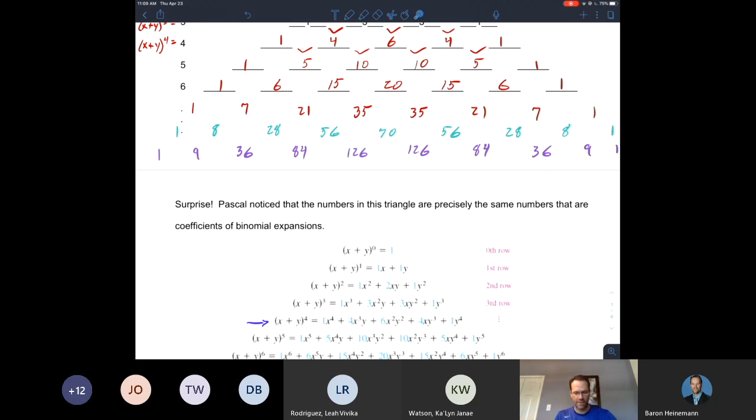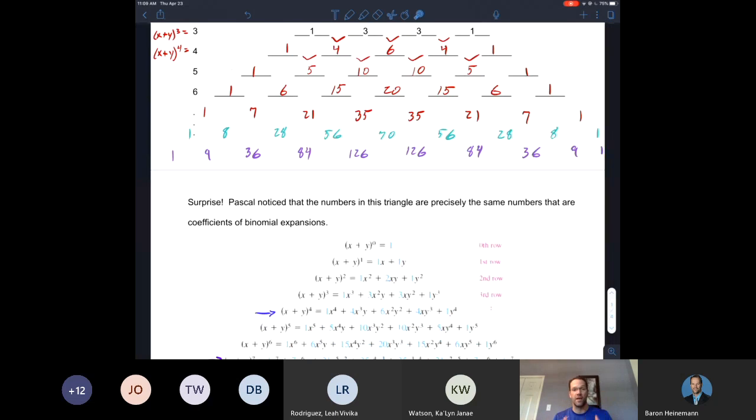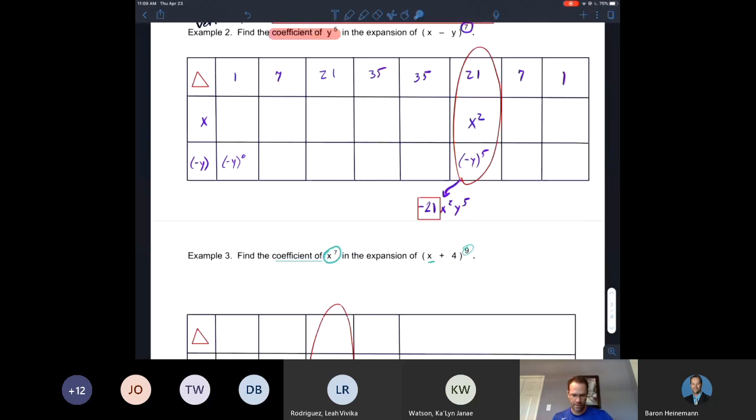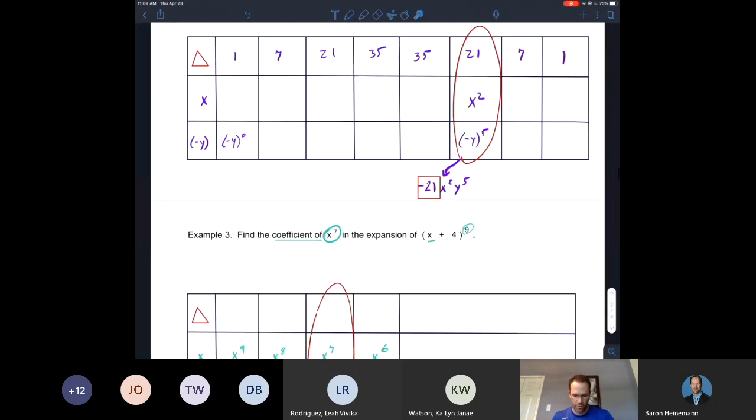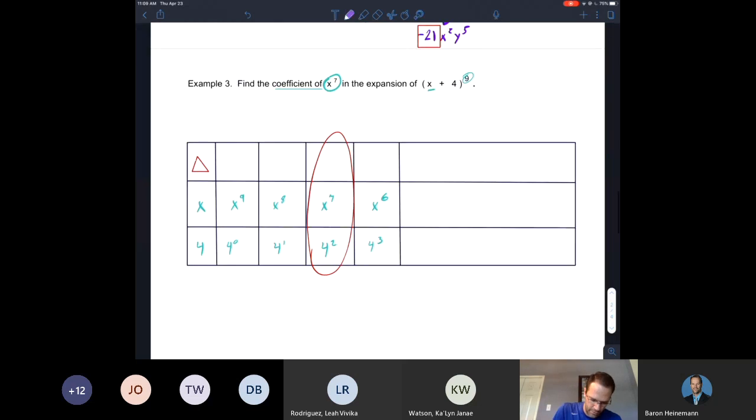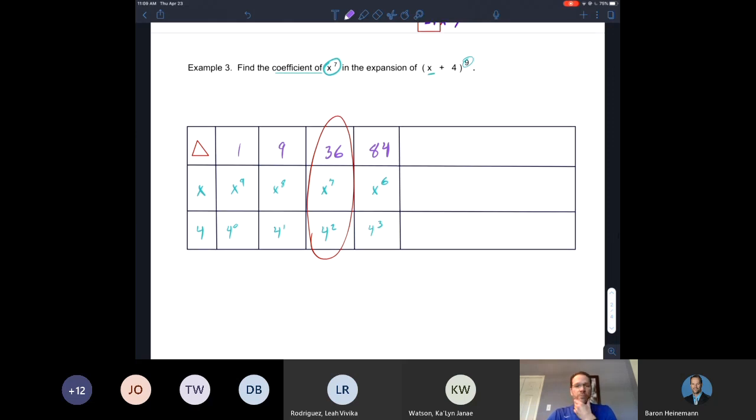All right, so I'm going to refer back to that. So now this is the expansion through the 9th row, x plus y to the 9th power. So come back to this. Sorry, they start out 1, 9, 36, 84. The 36 is the number I was looking for. All right. Okay, so answer the question for me then. If that number is 36, then what is the coefficient of the x to the 7th term of this binomial expansion?